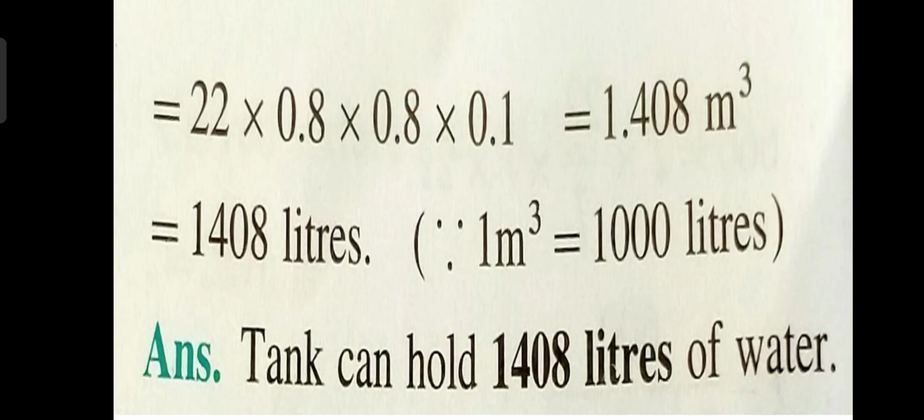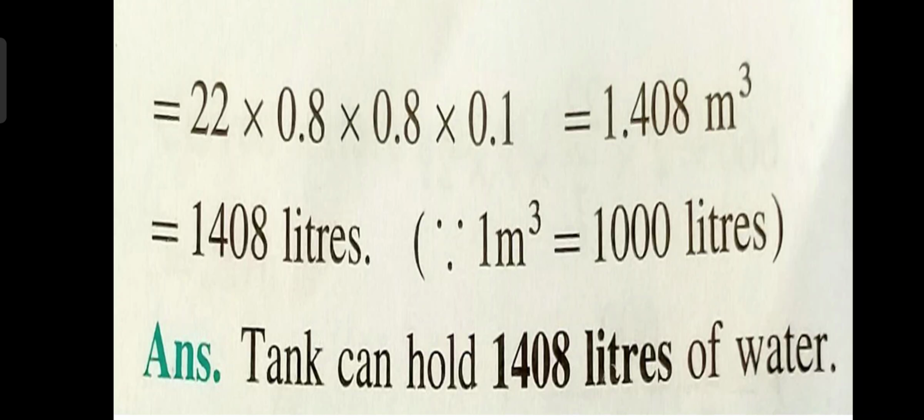That is in cubic meters, but we know that 1 cubic meter is equal to 1000 liters. So when we do the conversion, we get 1408 liters. So the tank can hold 1408 liters of water. In the question they are asking how much water will a tank hold, so we have to first find the volume, and then convert the volume in terms of liters. That is, 1 cubic meter is equal to 1000 liters, and thus we have solved it.